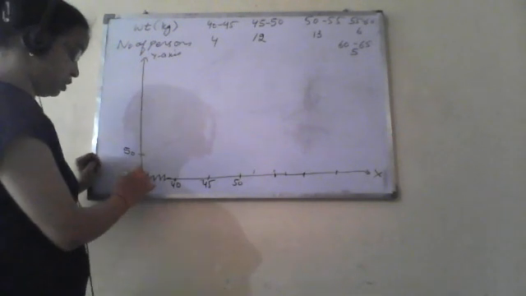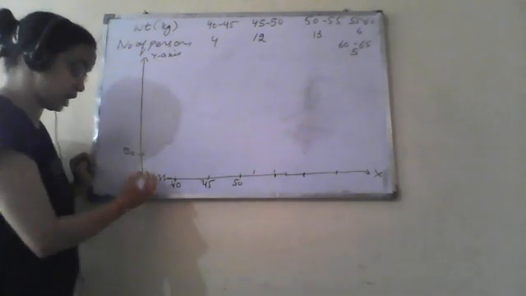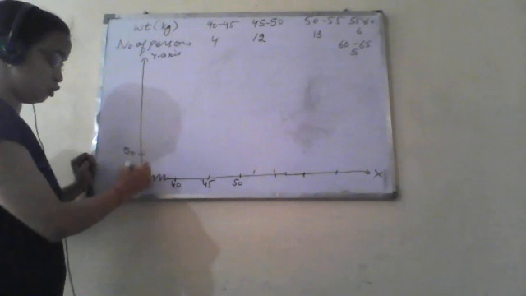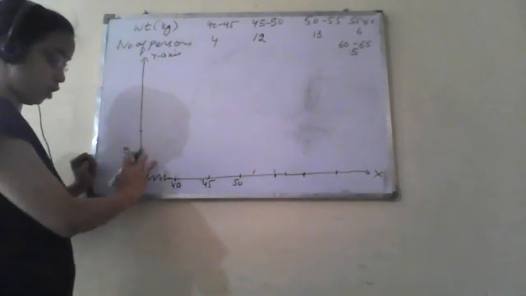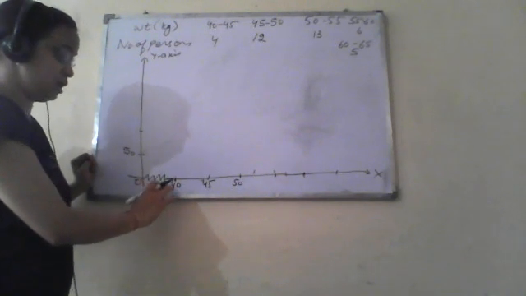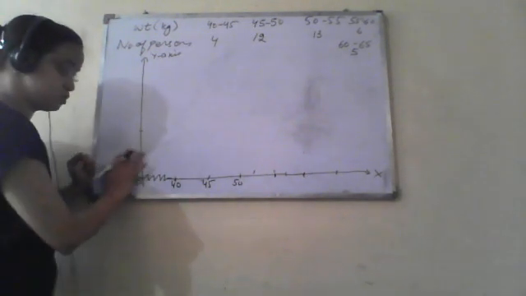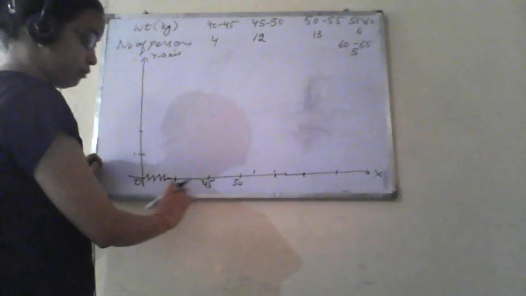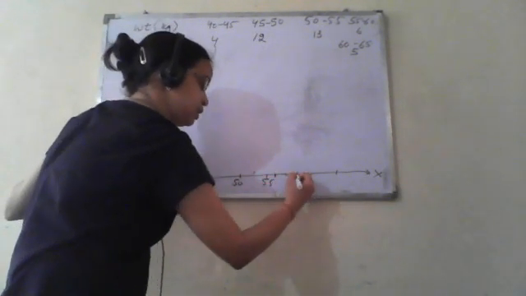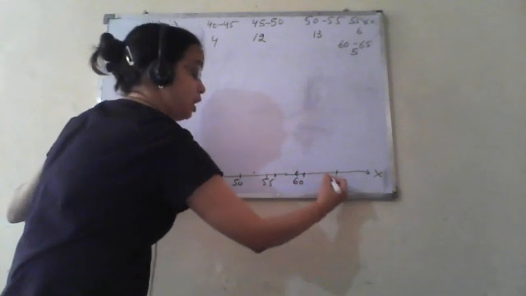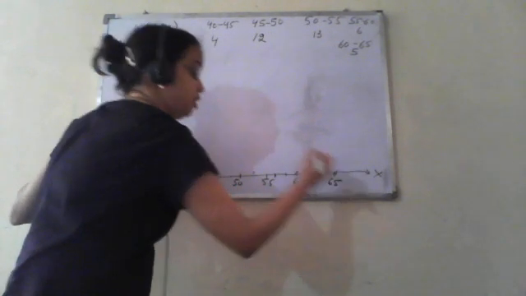If we don't put this cranky line, then we have to put 0 to 50, then 100. So in order to avoid this, we put this cranky line. Okay, so we were starting from 45, 50. Then we have 55, then 60, and it is 65.